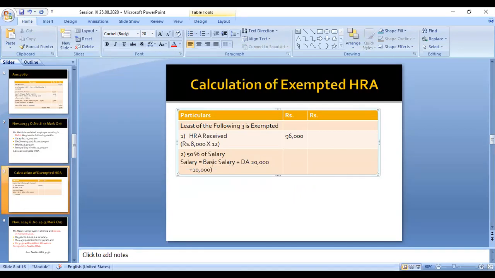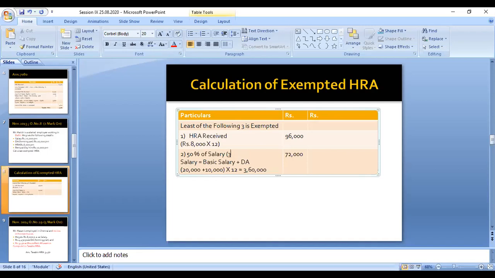This 30,000 is given per month, so it should be multiplied by 12. 30,000 into 12, if you multiply, is 3 lakh 60,000. That amount is 3 lakh 60,000. So into 50 percent, that means 1 lakh 80,000. So that 50 percent is calculated.